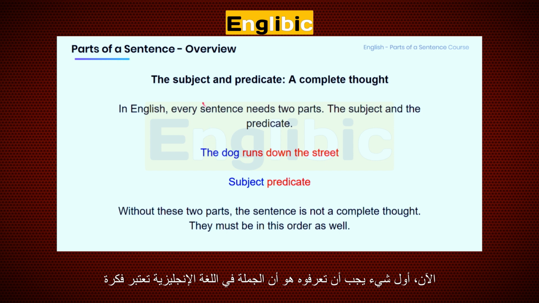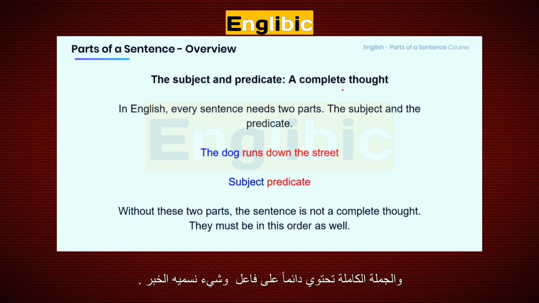Now, the first thing you should know about is that in English, a sentence is considered a complete thought. And a full sentence will always have a subject and something we call the predicate. Okay, so in English, every sentence needs these two parts, the subject and the predicate. Let's look at these examples.